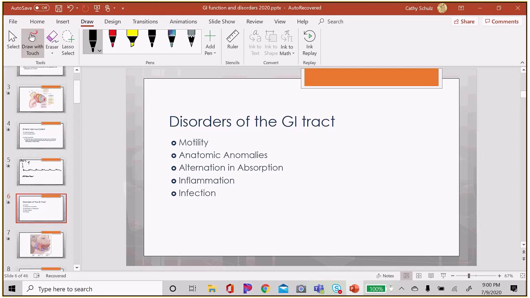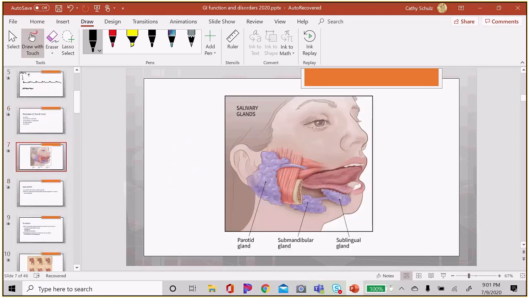So the GI tract itself can have multiple types of disorders depending on where you are in the GI tract. It could be trouble with motility, either too fast or too slow. A person could be born with some kind of anomaly to the anatomy of the GI tract. There could be a change in absorption, inflammation, or infection of the GI tract.